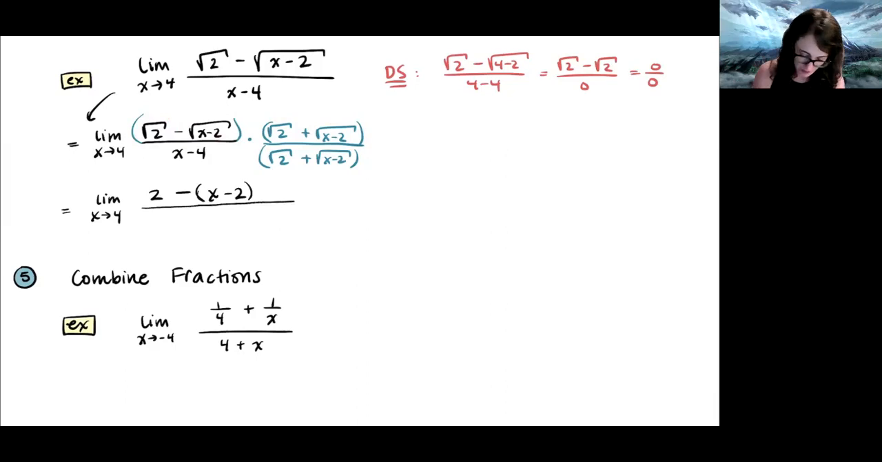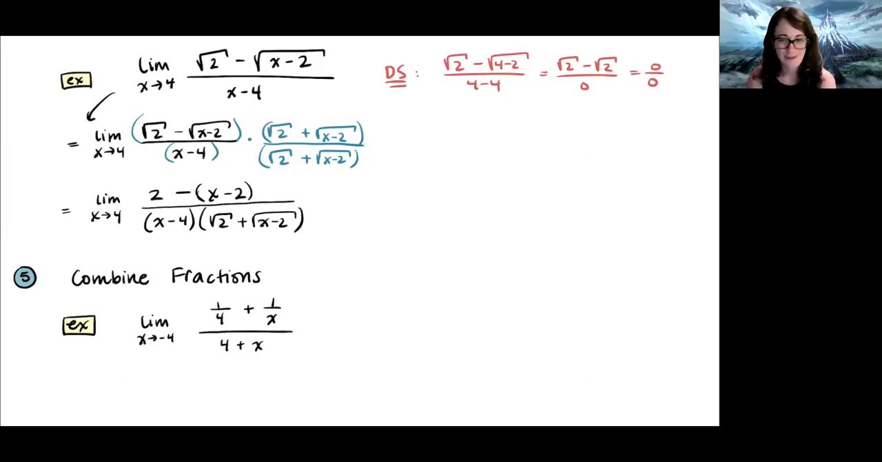Then down at the bottom, don't ever distribute this out. So, oops, I should have put parentheses around that as well. So we'll leave it as x minus 4 times parentheses radical 2 plus square root of x minus 2, close parentheses. This is looking kind of crazy, but don't ever worry about the denominator. Leave it factored because we want to cancel something out with the numerator. Okay, in this case, the hole is going to come from x minus 4. So we're going to want to cancel out an x minus 4. So it looks like we want to work with the numerator and simplify.